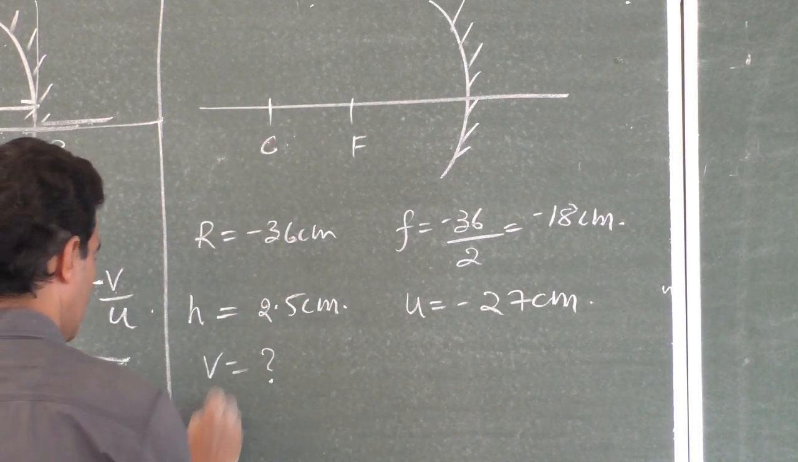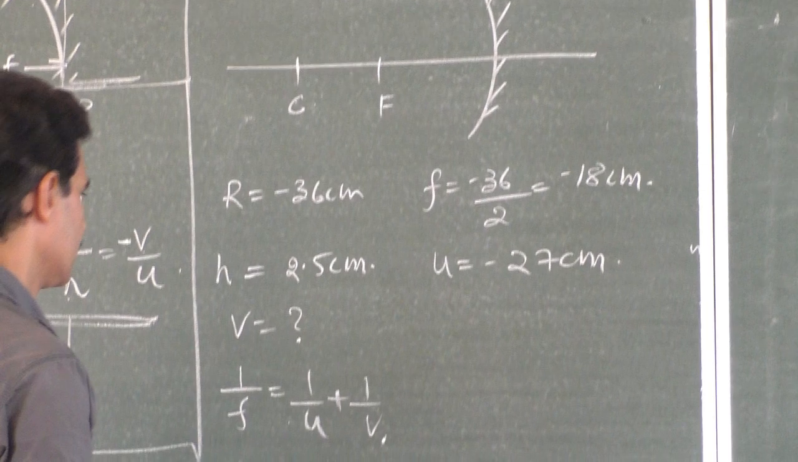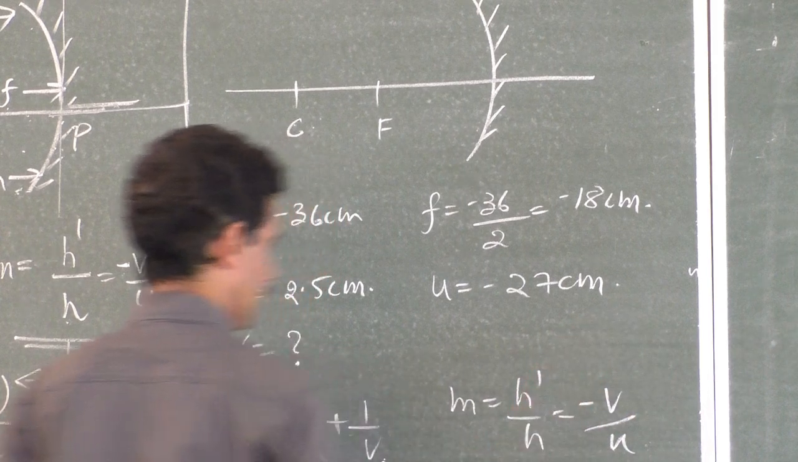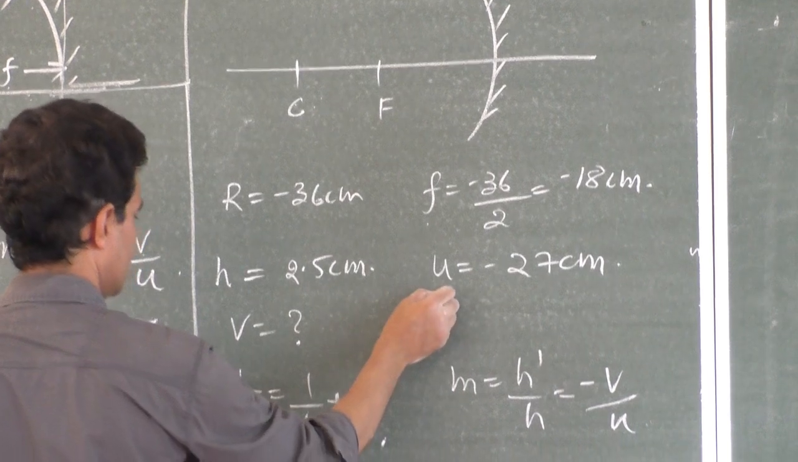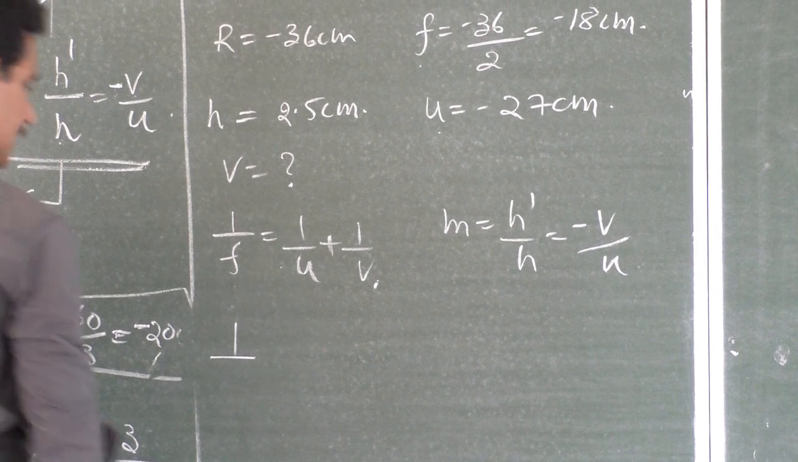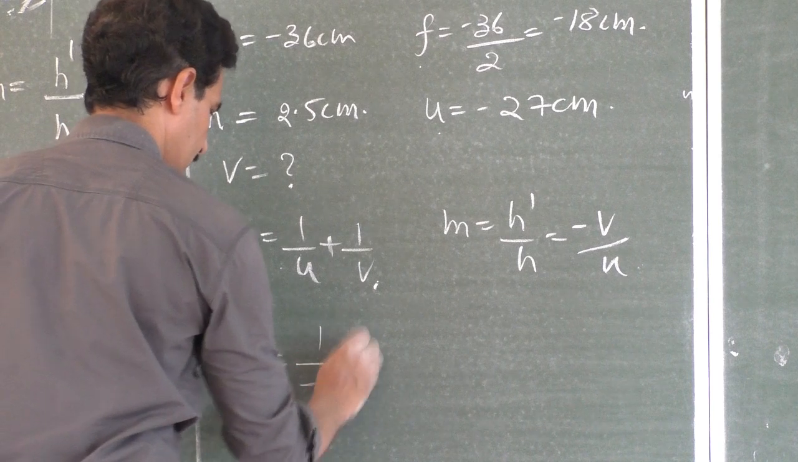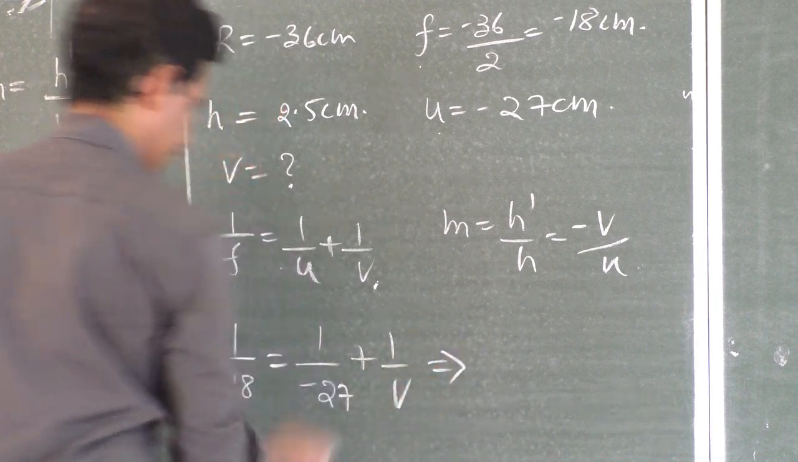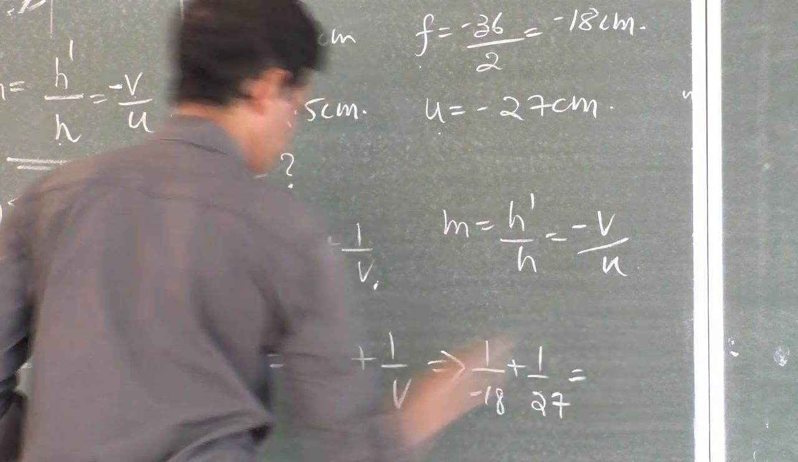That is the question. So 1 by f is equal to 1 by u plus 1 by v. That is our formula, and m is equal to h dash by h is equal to minus v by u. So we will substitute. I think we can use this formula directly. Focal length is known, object distance is known, image distance has to be found out. 1 by f, focal length minus 18, is equal to 1 by u, 1 by minus 27, plus 1 by v. 1 by v is to be found out. That implies, bring this here, 1 by minus 18 plus 1 by 27 is equal to 1 by v.